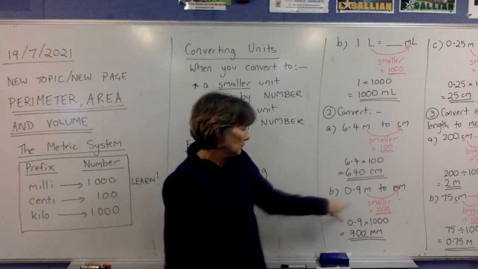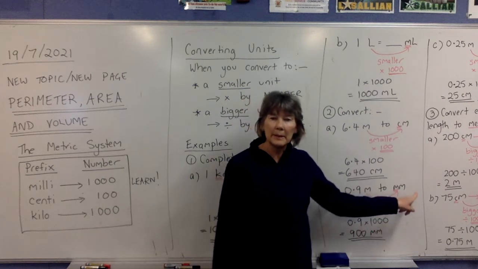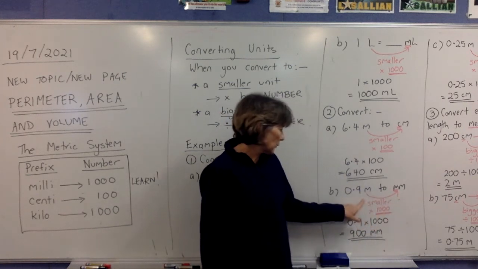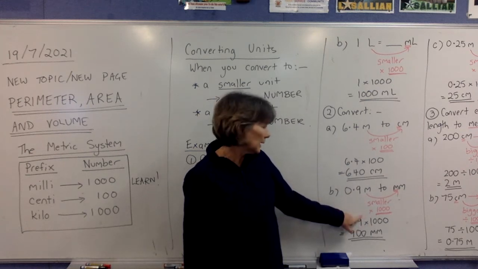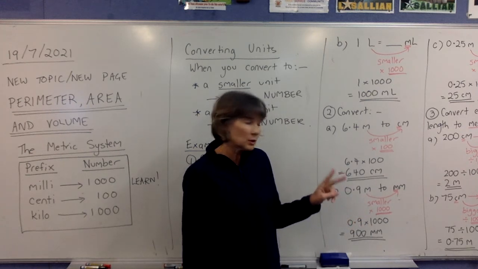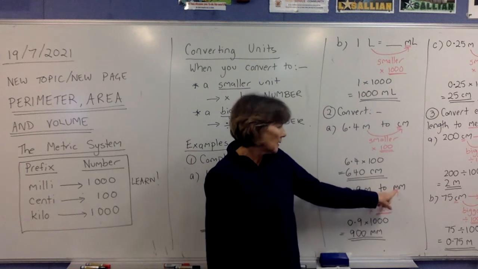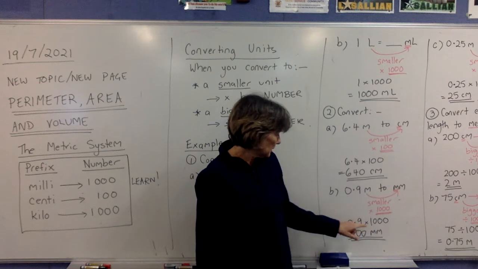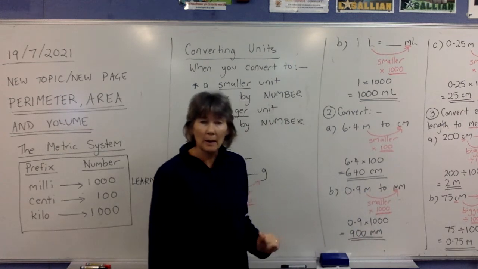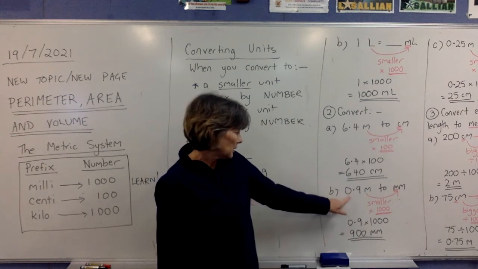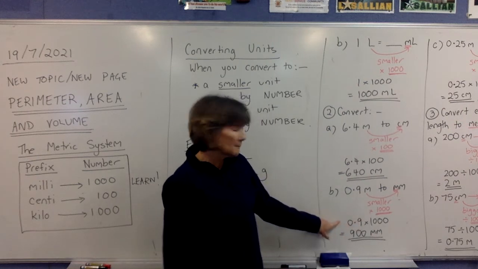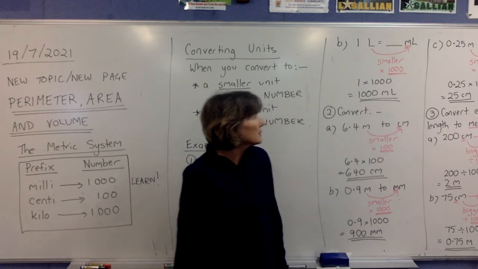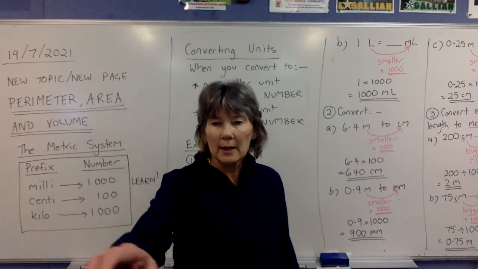The next one, we're going from metres to millimetres. Millimetres are smaller than metres. So we go to a smaller unit, we multiply. Look for your prefix with the 2 letters. There it is. The first M is your prefix. Little m is milli. Milli is 1000, so we're timesing by 1000. 0.9 times 1000 equals 900. So it's 900 millimetres. All right, looking at the next ones.